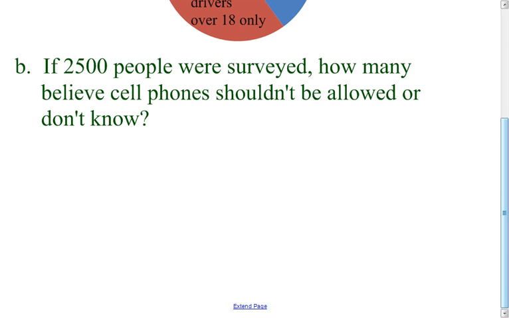So then you need to figure out what 18% of 2,500 is. So you would just go 2,500 times 0.18, and that will give you 450 people. Okay? And that will do it for our circle graph discussion.